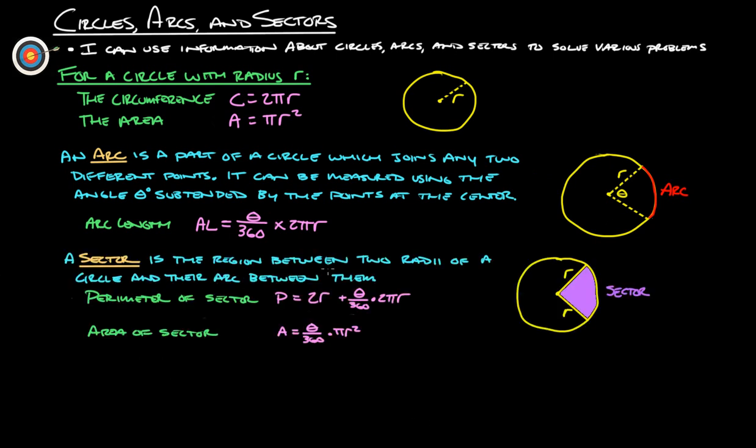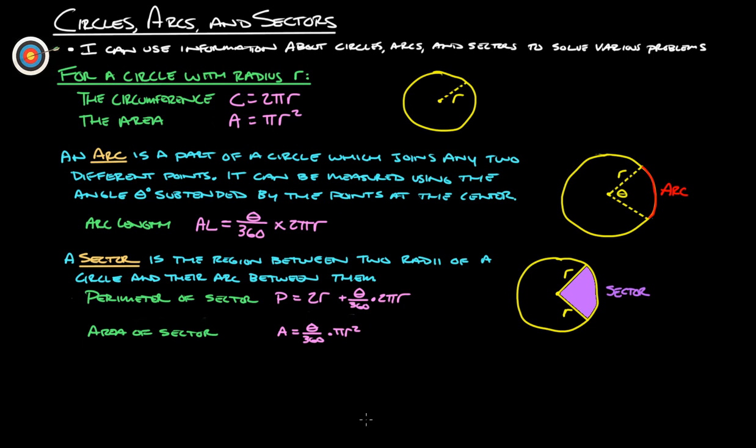A sector is a region between two radii of a circle and their arc between them. So the sector is the area in between here. So that's all the purple. Okay, so the perimeter of the sector would be both radii, plus the arc length. So notice here, that's the arc length, and then here's the 2r, so that would be the perimeter. And then the area of the sector is simply pi r squared, and then the fraction of the circle that we're looking for, that's going to be your angle divided by 360.